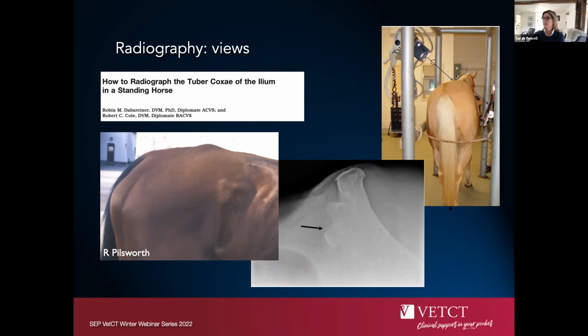Sort of 50-degree dorsomedial ventrolateral view, and it's fairly important to say that often they are weight bearing on the affected limb, because this will push the affected tuber coxae proximally, just to increase your ability to skyline that area. So if you can get the horse to do that, then that's the best way.